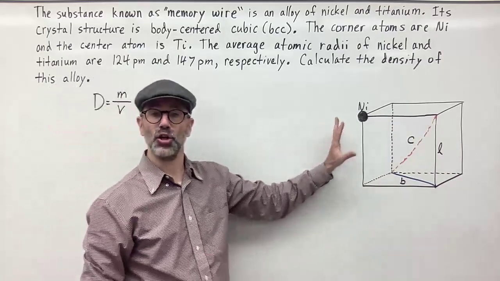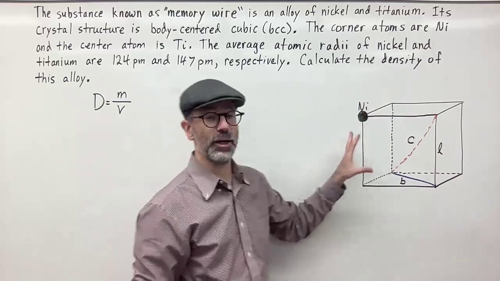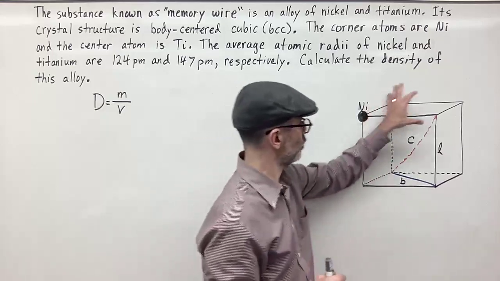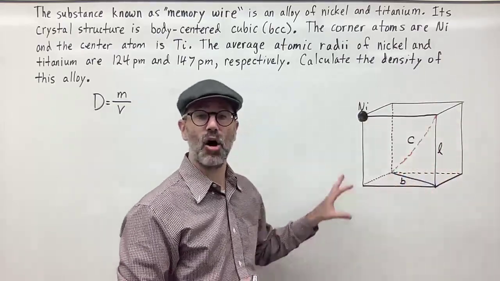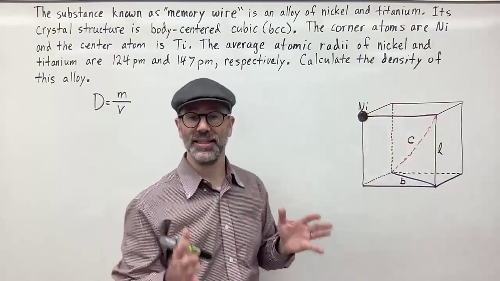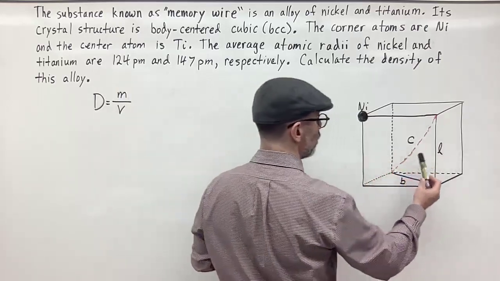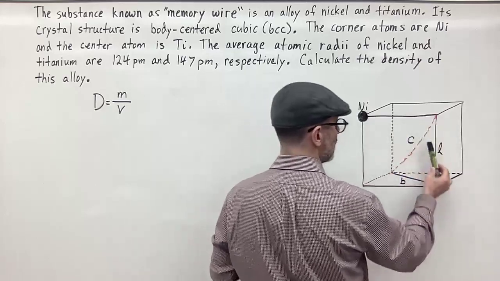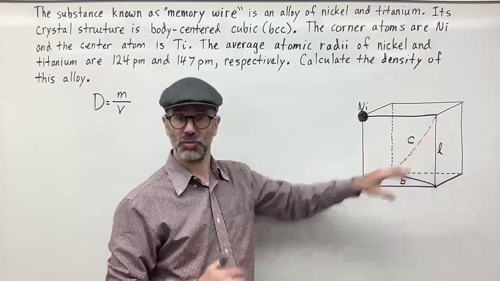All of the cubic cells that we're going to be looking at are identical. So if we can figure out the density, the mass divided by the volume, if we can figure out the volume of this cube here and all the mass of the atoms in this volume, then we can calculate the density, and that's going to be the same throughout. So all we need to do is figure out how many atoms total of nickel plus titanium are in this cubic volume here.